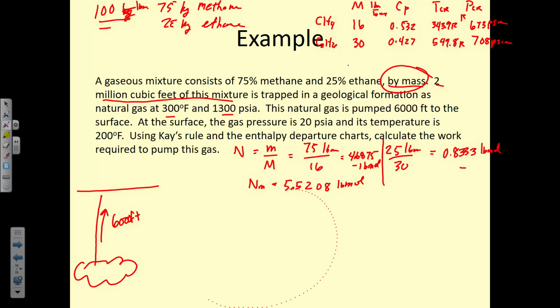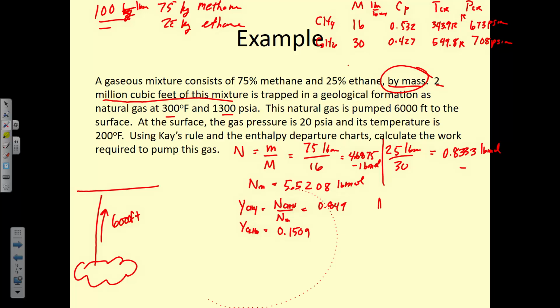Now we can find our molar fractions. So for methane, which is CH4, Y is equal to the number of moles of CH4 divided by the total number of moles. So we get 0.849, and the Y of C2H6, ethane, is equal to 0.1509. Okay, I'm skipping a lot of steps. If you want to see it more thoroughly, look at the scan online.